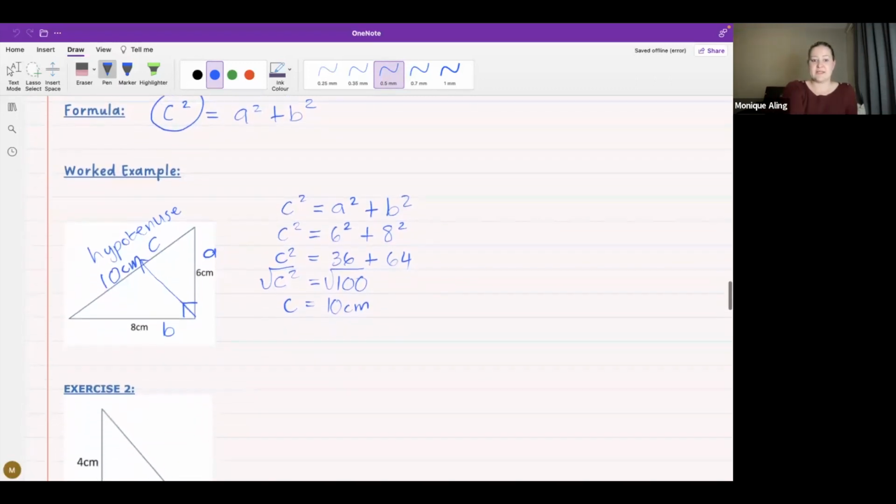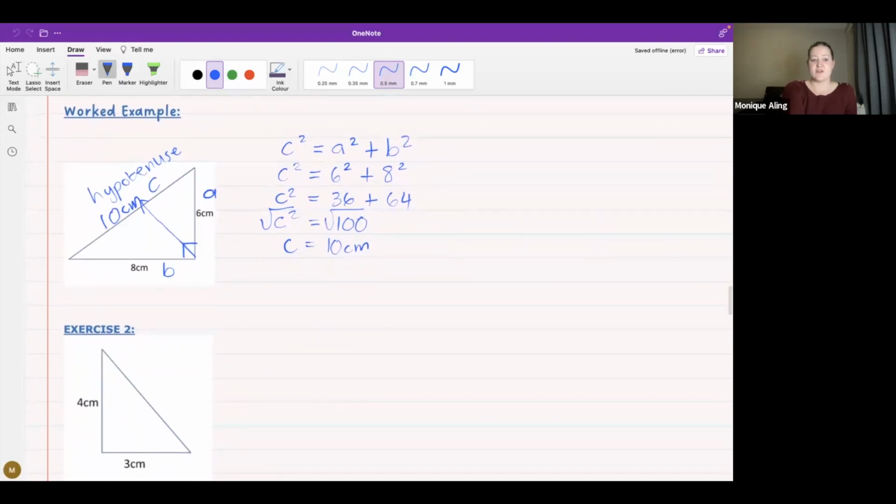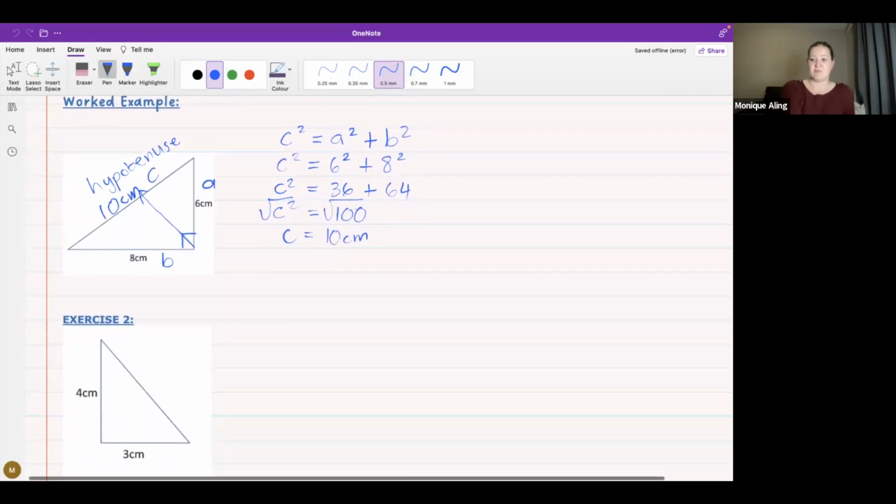Going to go up just a little bit. If you're ready and confident, I'm going to ask you to please try the first triangle of exercise 2. If you have any questions, let us know in the chat.